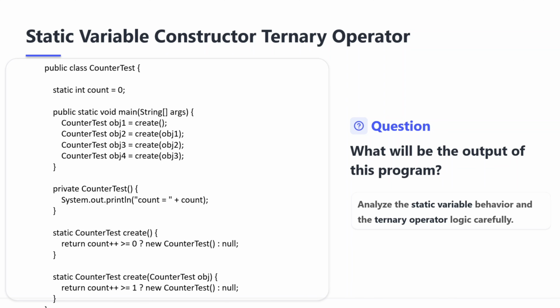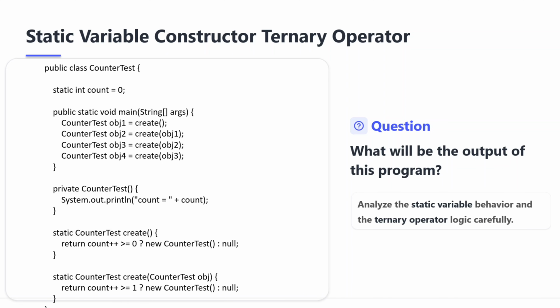Remember, count++ is a post increment. First the condition is checked, then the value of count is increased. So initially count is equal to 0. In the first call, whenever the create method is called, the condition is count++ >= 0. So it will check whether 0 is greater than or equal to 0. It becomes true, the object is created, count becomes 1 and the constructor will print count = 1.